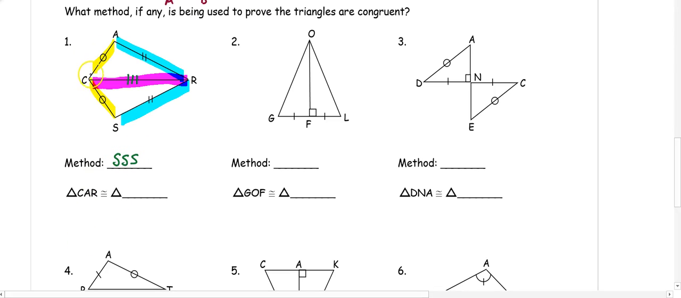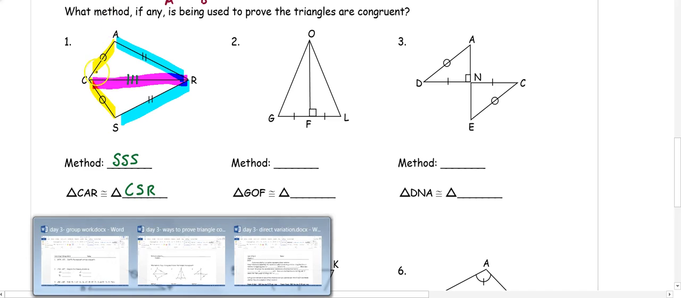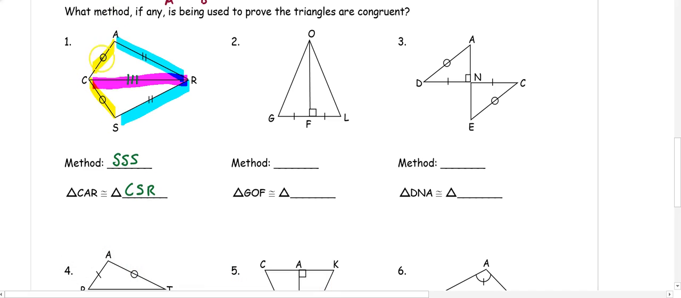So we would have triangle CAR is congruent to CSR. Remember that order is important, so you have to pay attention to what things are congruent. So if CA is the side with the circle, and it's the first 2 letters, then the other side of the circle has to be the first 2 letters.